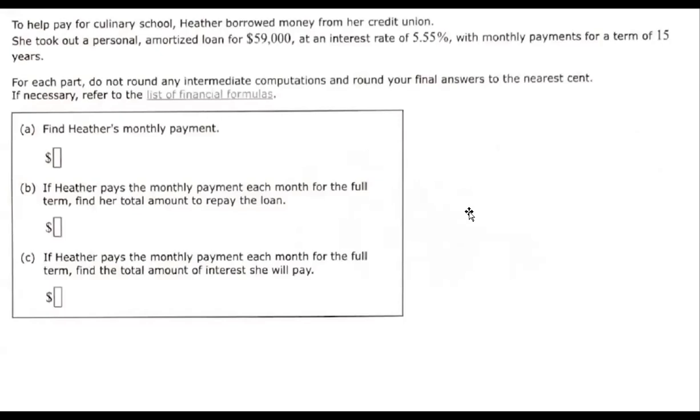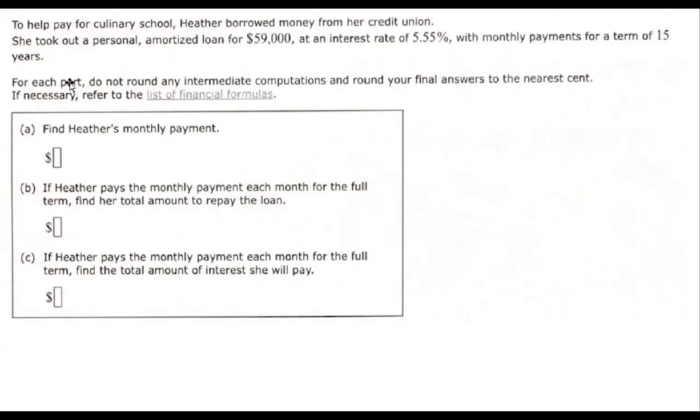Okay, so here it says to help pay for culinary school, Heather borrowed money from her credit union. She took out a personal amortized loan for $59,000 at an interest rate of 5.55% with monthly payments for a term of 15 years.